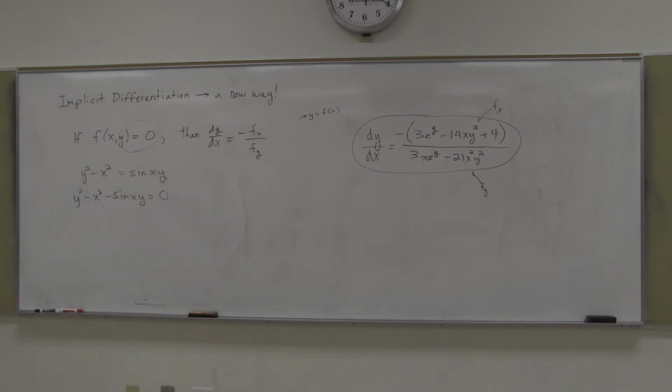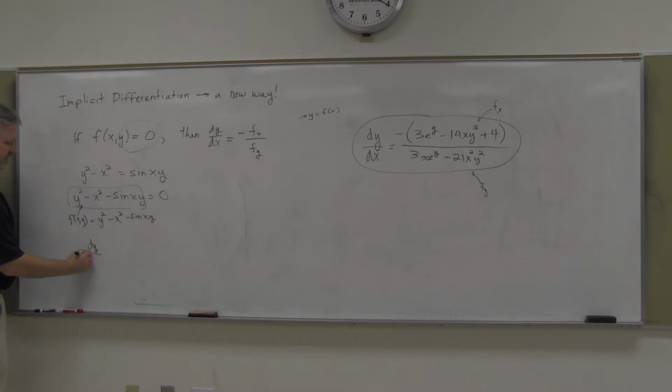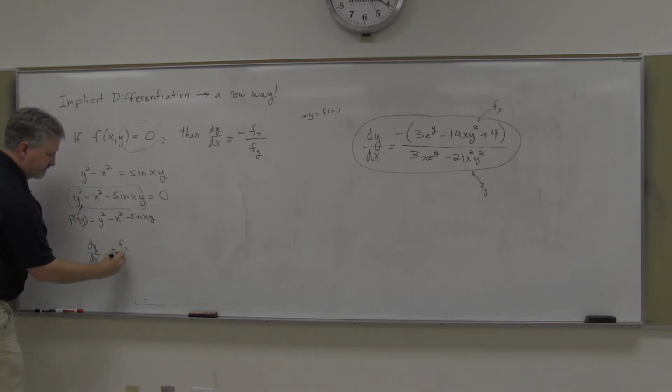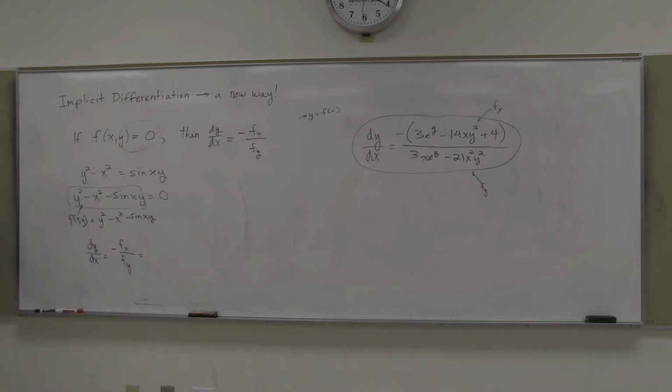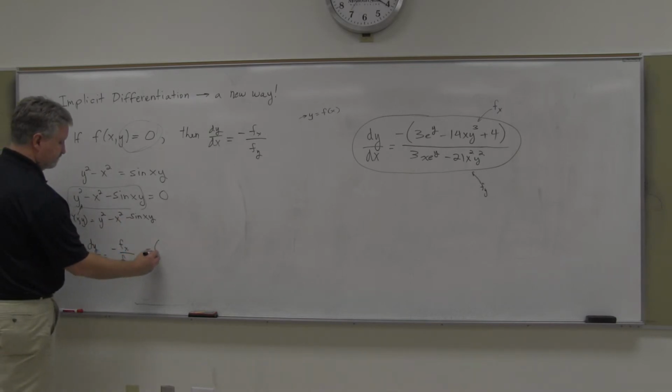Make the right side be 0, subtract the sine xy over. All right, and so that's going to define my two variable function. And so dy over dx, that's all I'm interested in. Negative partial of f with respect to x over partial of f with respect to y.